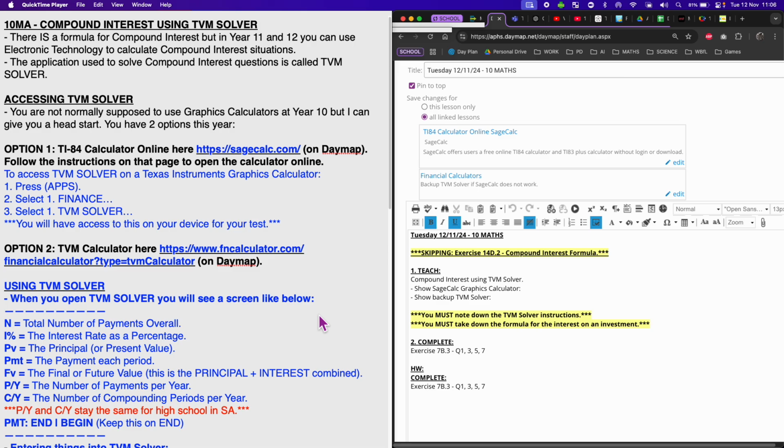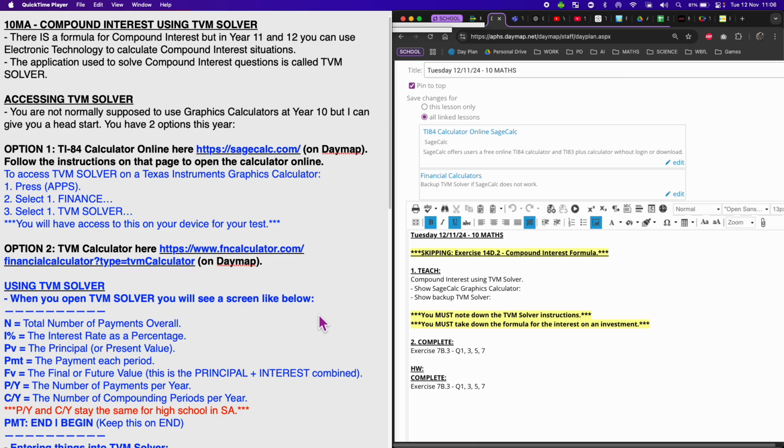Probably be your last topic. It's on finance. I also teach Year 11 and Year 12 maths, so I know where this is heading. Okay? So straight up, you're skipping exercise 14D.2 on the timeline because you do not need to know the formula. You don't even use it in Year 11 and Year 12. They make you aware of it, but the reason for that is the formula looks like this.